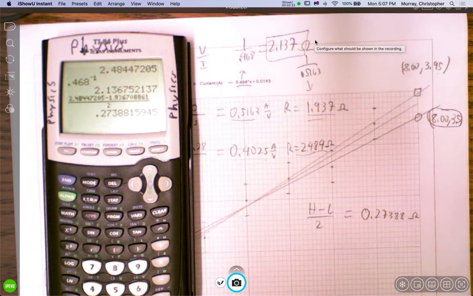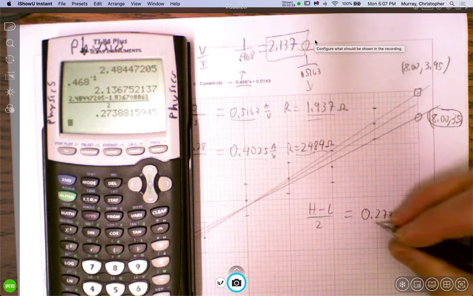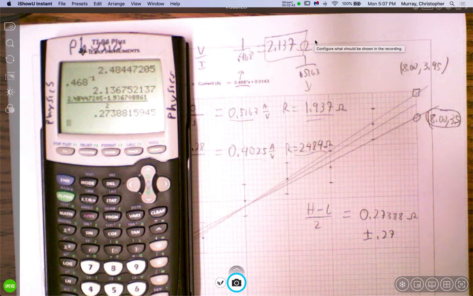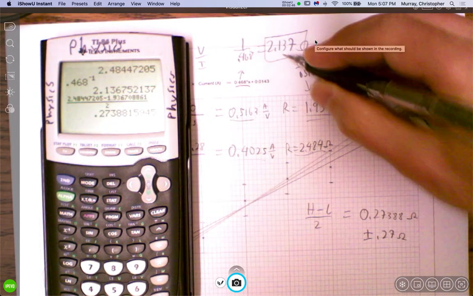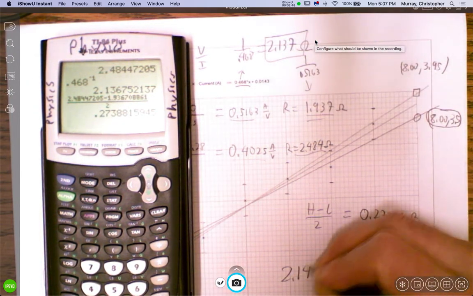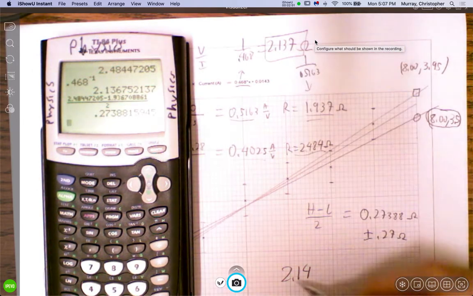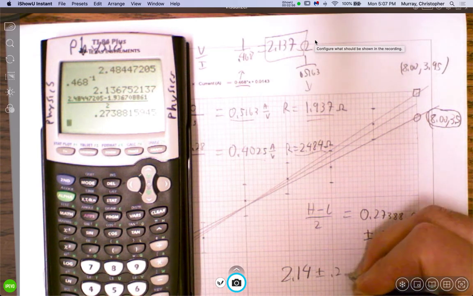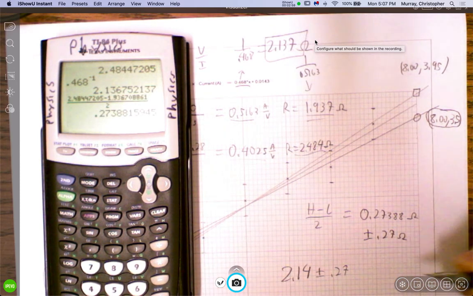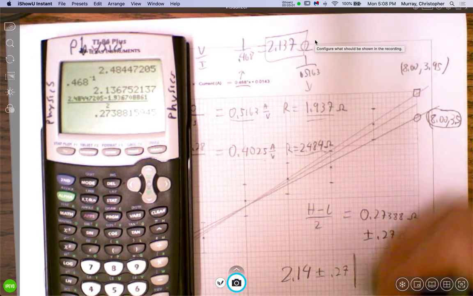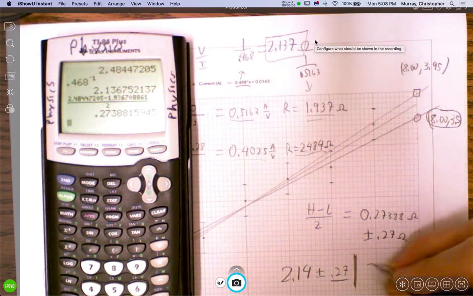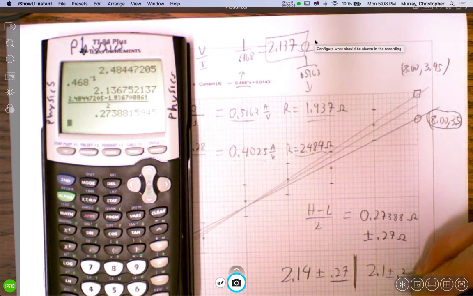Now, what I want you to do is express this with a 2-digit uncertainty. So if that were 2 digits, you'd say it's plus or minus 0.27 ohms. So for this, I'm going to say that it's 2.14, because I took the 2.137 and rounded it to the hundredths place, plus or minus 0.27. Now, I'm not sure which one IB wants us to do. I've heard 2 digits, but I've also heard 1 digit. With 1 digit, we'd say 2.1 plus or minus 0.3 ohms.